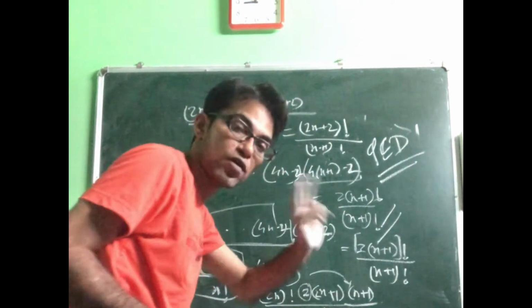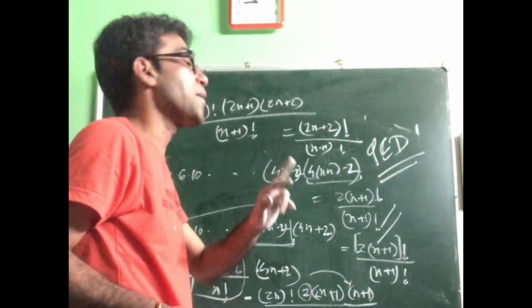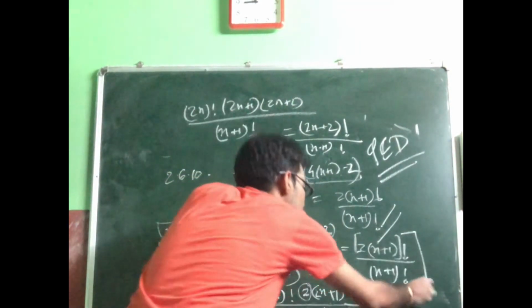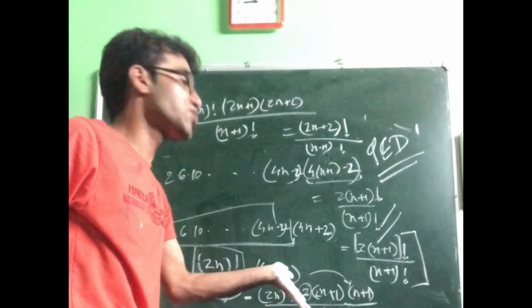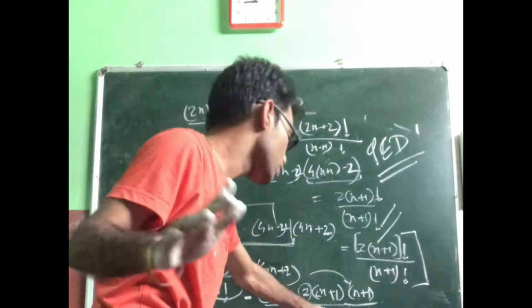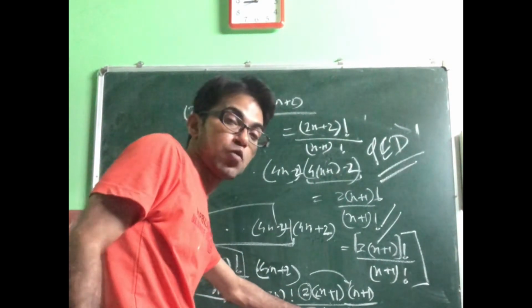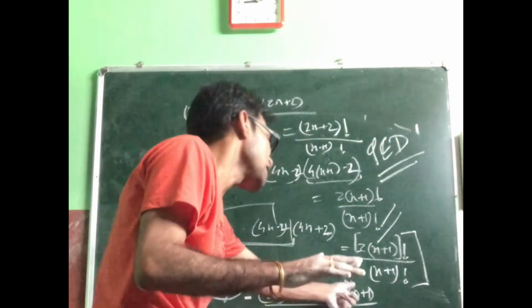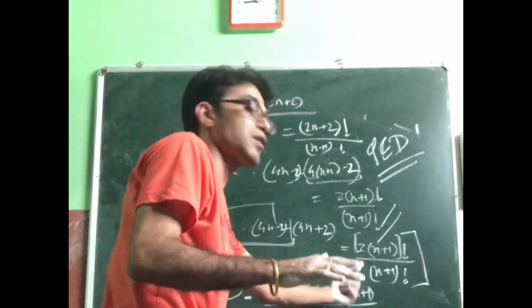upstairs and downstairs. What for did I multiply this n plus 1 upstairs and downstairs? Because what I am required to prove has an n plus 1 factorial downstairs. So that means here I somehow need to get an n plus 1 factorial definitely. So that is why I multiplied n plus 1 downstairs. And because I need to keep it as it is, I multiplied that n plus 1 upstairs as well.